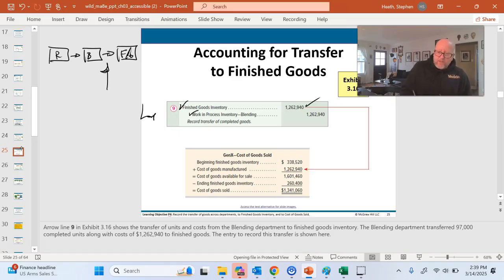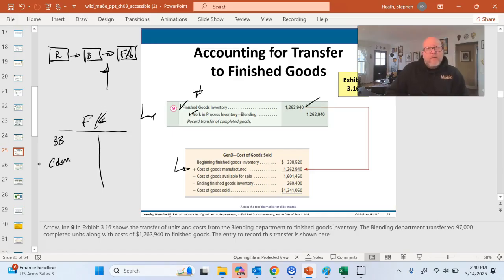And then if you think about finished goods, finished goods is a T account, and it could have a beginning balance, and then it could have cost of goods manufactured. And that's what we are talking about right here. This journal entry is cost of goods manufactured. And then we would have everything available to us. That is this. And then we would subtract out our ending balance to back into cost of goods sold, which is that.